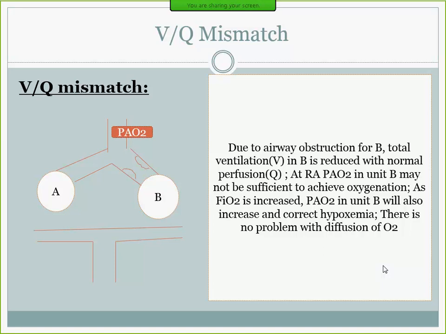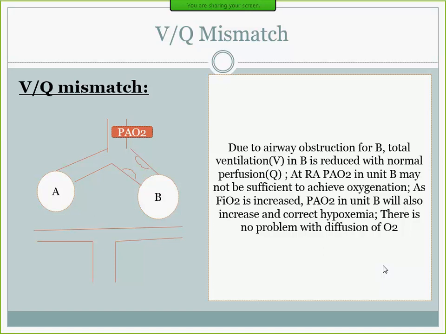Whereas in a VQ mismatch, both these alveoli have no problem with gas exchange, but alveolus B is not properly ventilated. That is because of bronchospasm or whatever is going on. The amount of air coming to alveolus B is decreased compared to alveolus A. So there is no problem with gas exchange, but the patient is still hypoxic because not enough oxygen came from B to the alveolar capillary interface, and that brought hypoxemia.